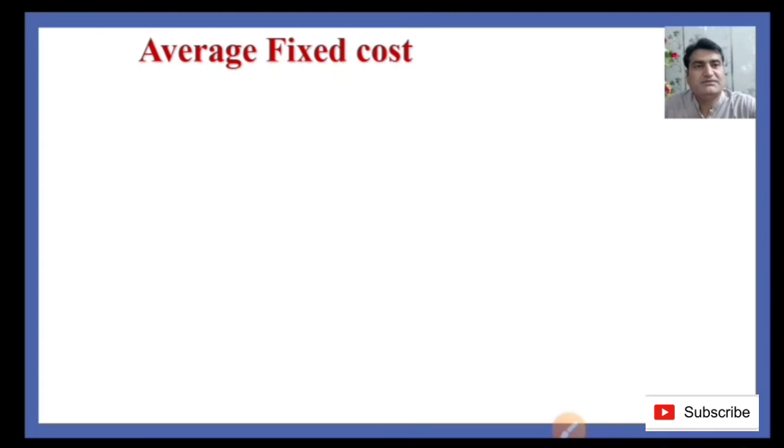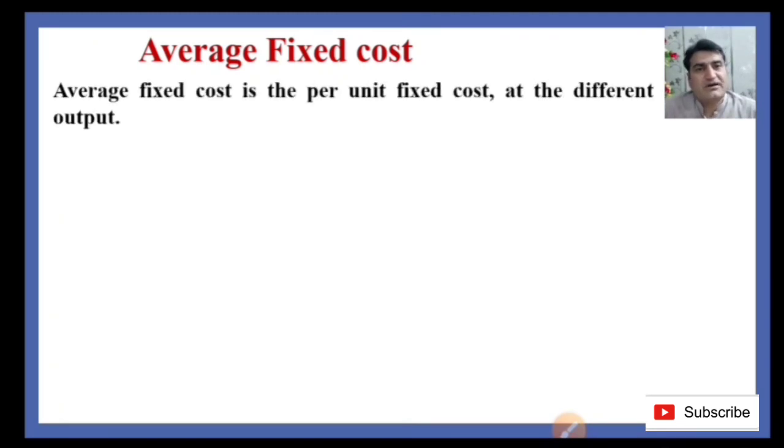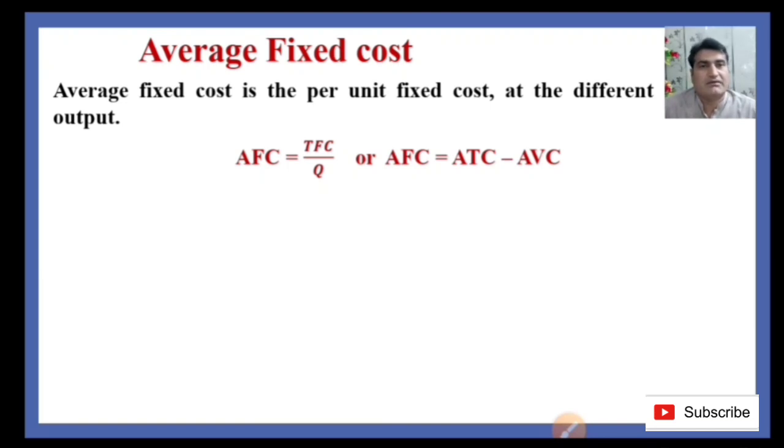What is the average fixed cost? Average fixed cost is the per unit fixed cost at different levels of output. Average fixed cost can be calculated as total fixed cost divided by the total quantity, or in another way we may calculate the average fixed cost.